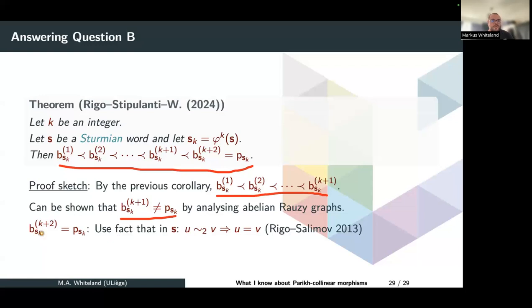But if we now look at the k plus 2 complexity function of this kth image of a Sturmian word, then we can show it's the factor complexity function by using the fact that any two factors of a Sturmian word that are two binomially equivalent actually have to be equal. Again, I'll invite you to read the details from the paper. But this was the whole point of why we were interested in complexity functions of words of this form.